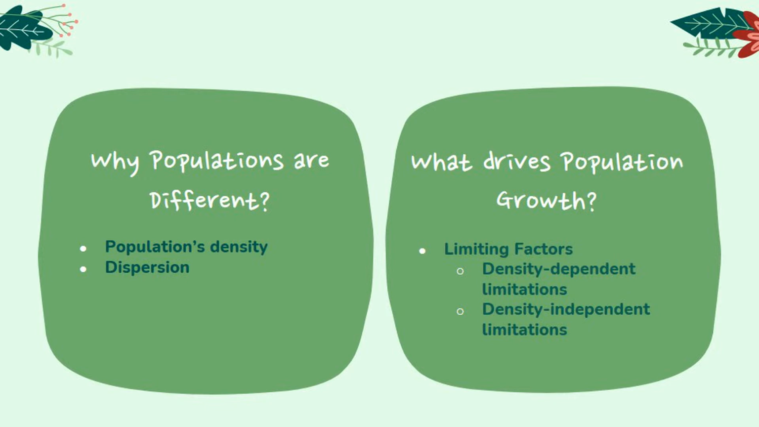Another thing a population ecologist needs to know is dispersion. Dispersion is the process that involves the movement of an individual or multiple individuals away from the population.